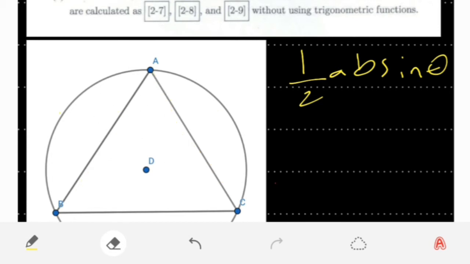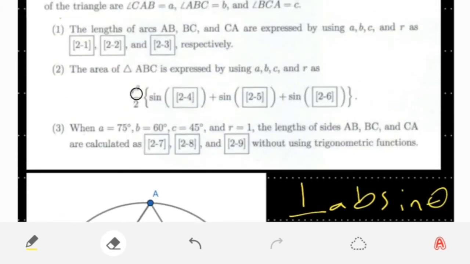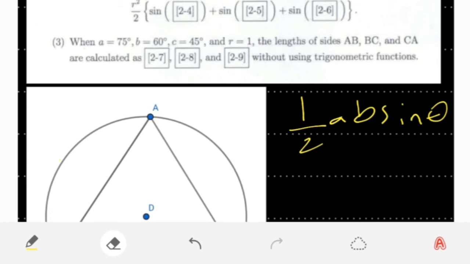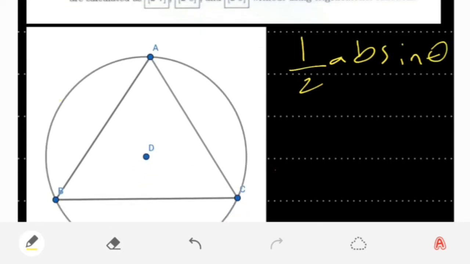So what we are going to do is use this information. We have the R, the radius. So what do I mean? Look, I'm going to divide this big triangle into 3 smaller triangles. So this is the first triangle.